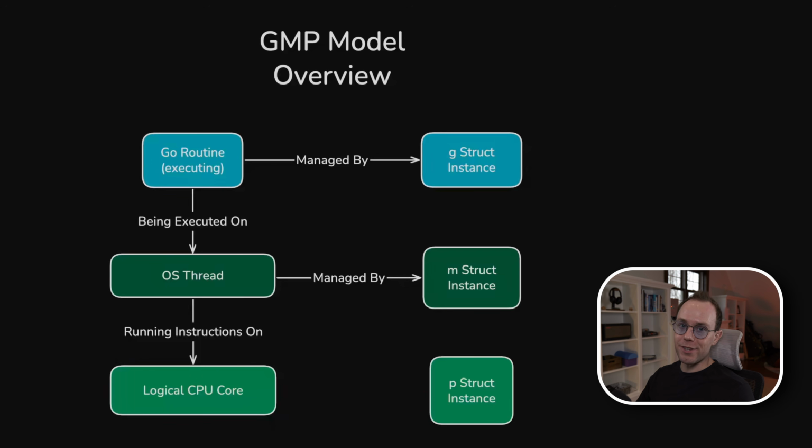So, to summarize all that, G is a struct, and each instance of the struct represents a single Go routine in your program.